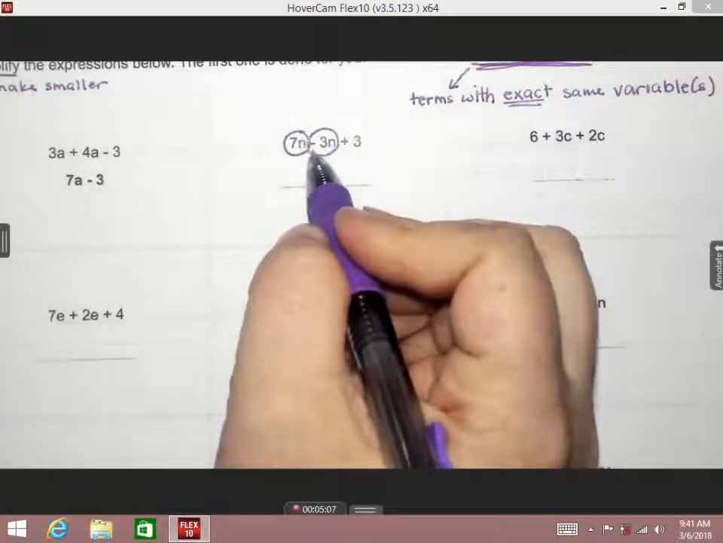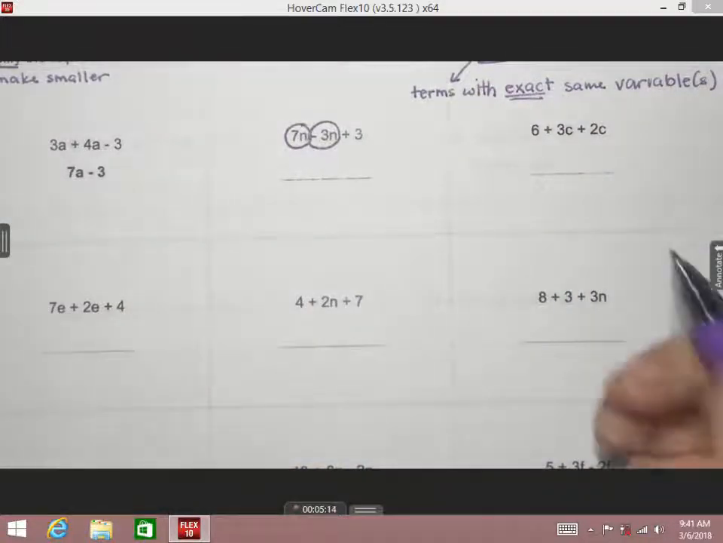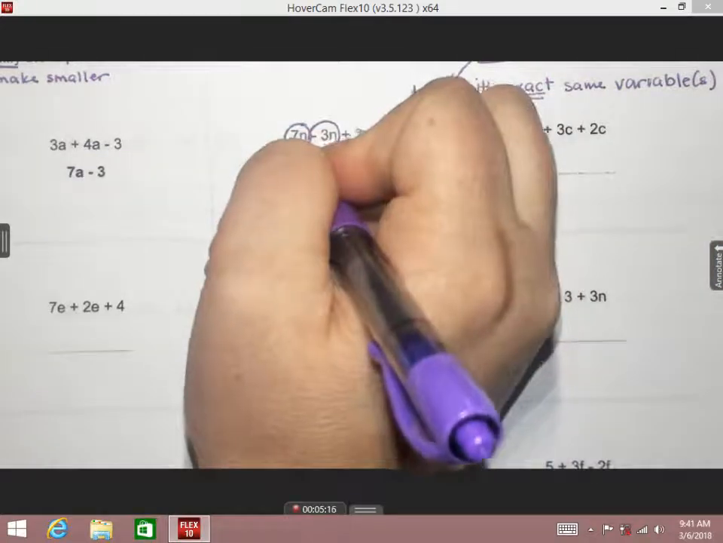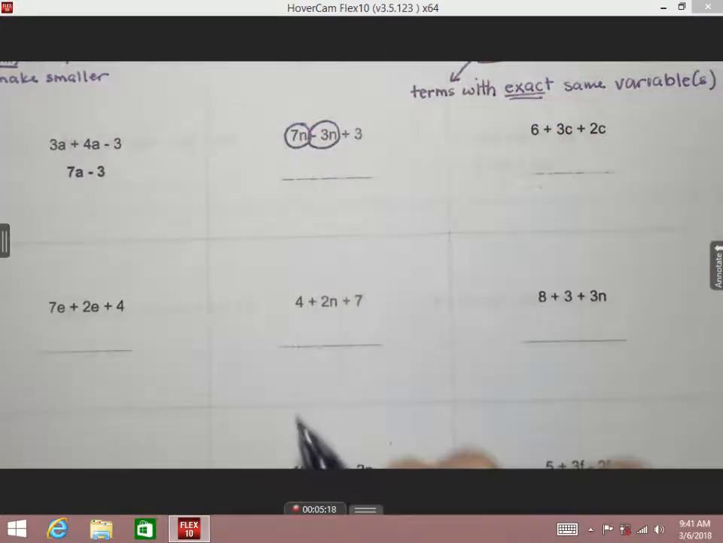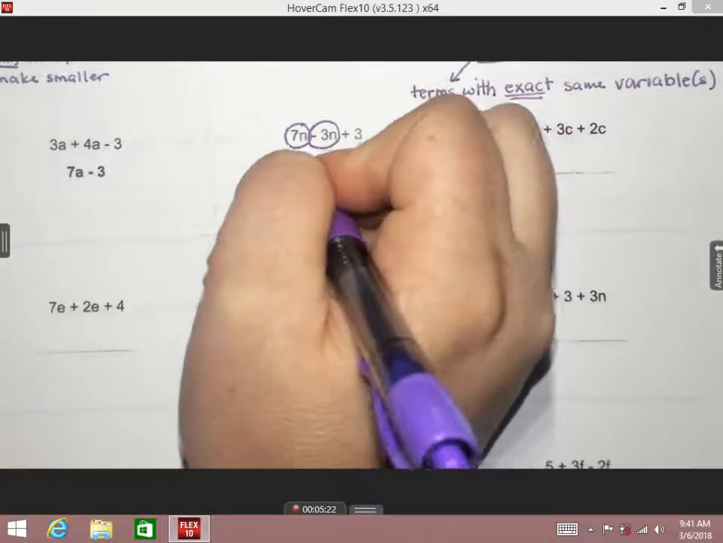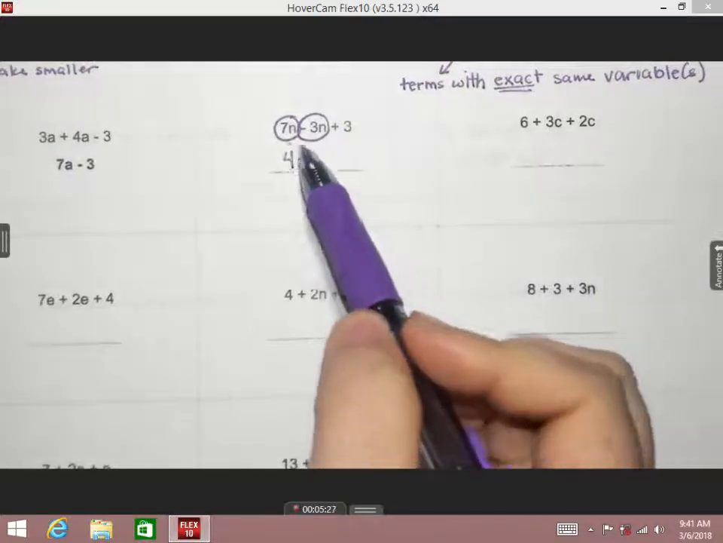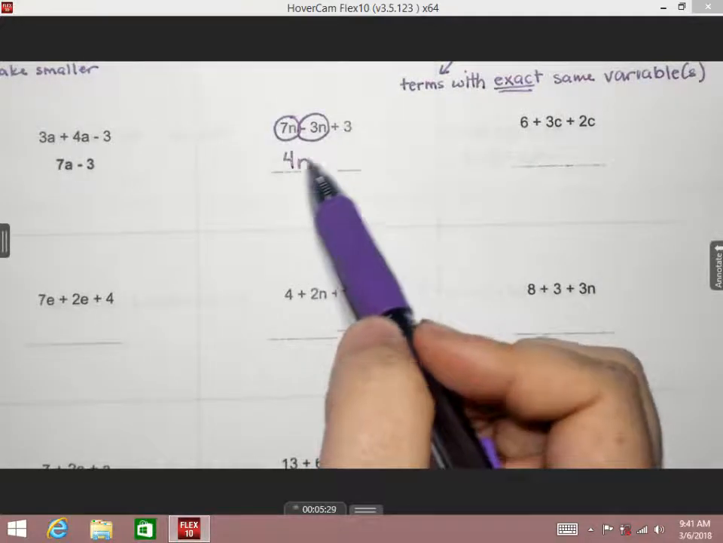So I have 7n minus 3n. What does that give me as an answer when I combine them? Haley? When I combine 7n minus 3n. You were correct. 4n. It really was that easy. 7n minus 3n, since they both have n's, I can subtract and get 4n.